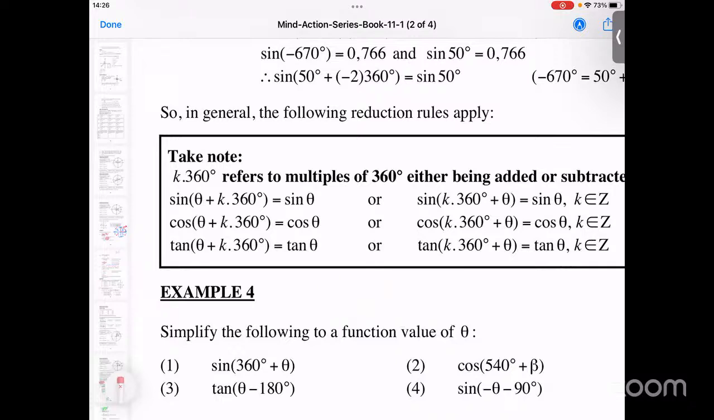Yes, sir. Okay, what about number 3? Yes, sir. Do you think you can work it out? Yes, sir, I think so. Okay, maybe explain so that I'm confident. How would you work it out? I would first swap them around, so it would be tan bracket negative 180 plus theta. Okay, next step.